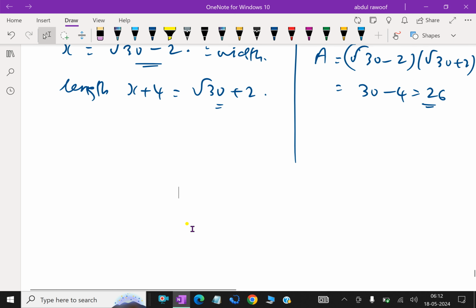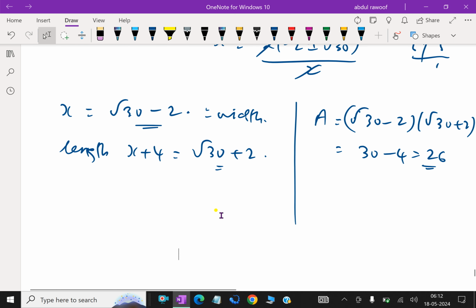So far we have discussed simple problems regarding quadratics. We have done.